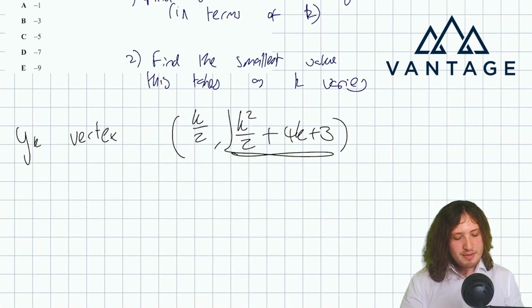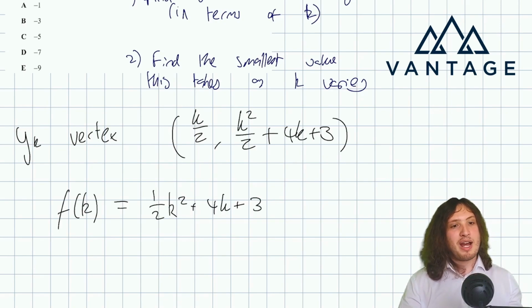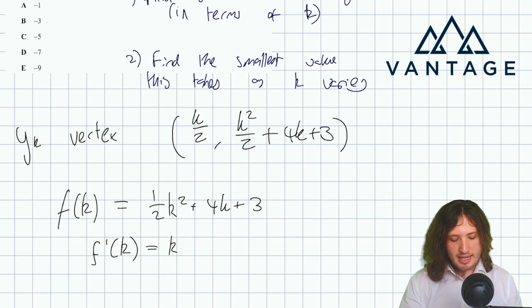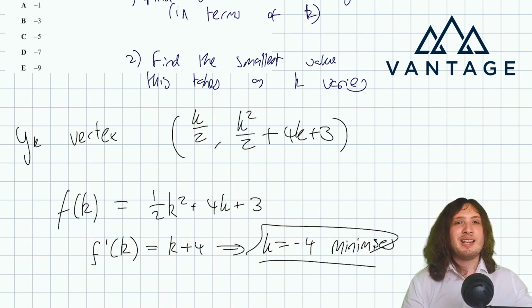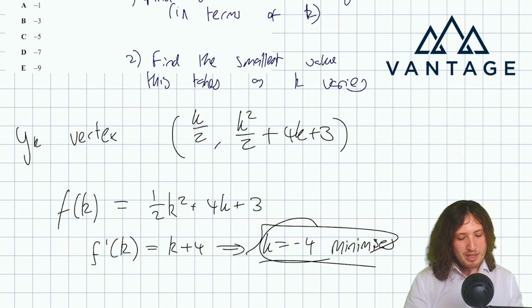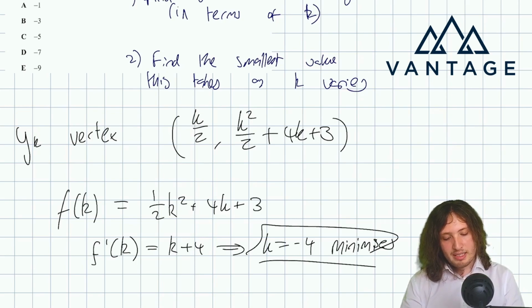Now to find the minimum of this thing, I can just view this as a function of k in its own right. So if I write f of k equals a half k squared plus 4k plus 3, I could complete the square on that, but to minimize it, it's probably easier to just differentiate. So differentiating, I get k plus 4. So that means that k equals minus 4 gives my minimum, because obviously the turning point of a positive quadratic is going to be where it's minimized. So I know that the quadratic which has the lowest minimum is the one with k equals minus 4, but that's brilliant because now I know I can just plug minus 4 back in.